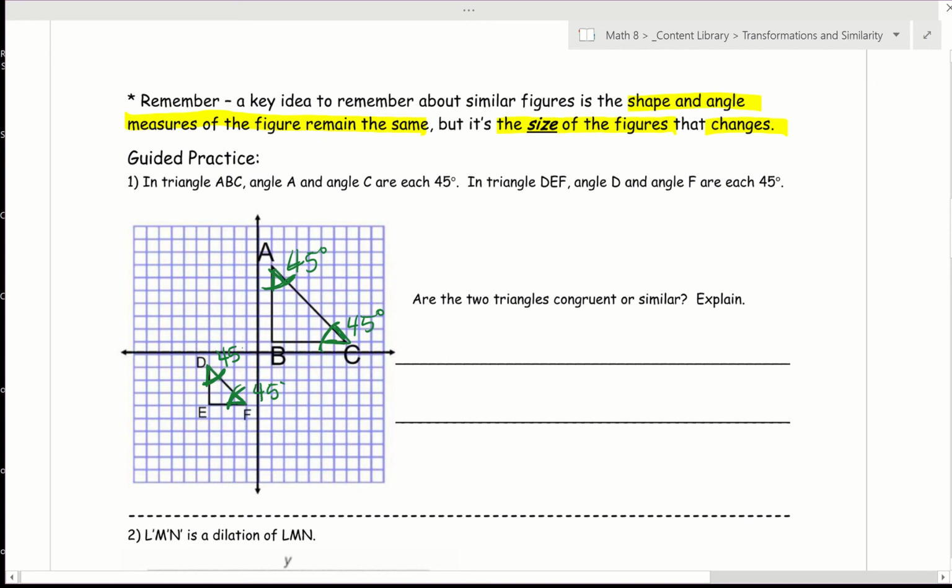Well, congruent means same shape and the same size. Are they the same size? No. So they are not congruent because they are different sizes.